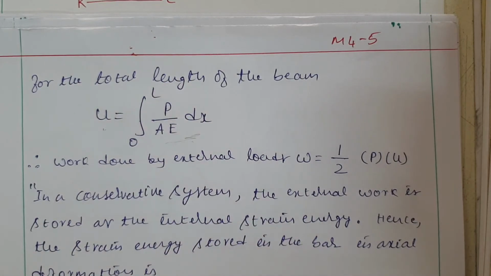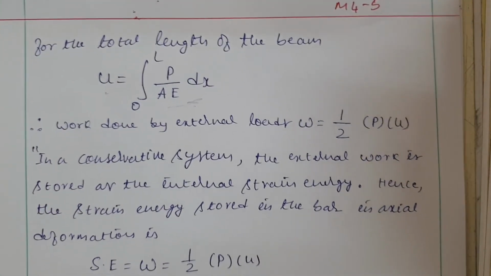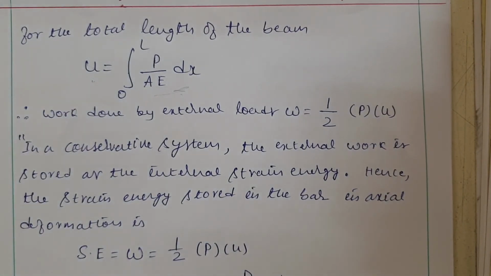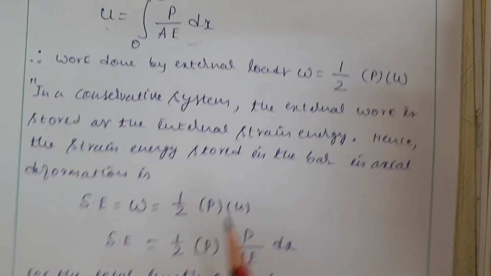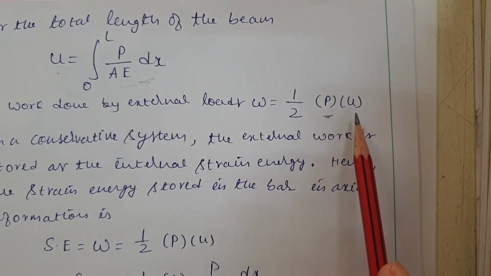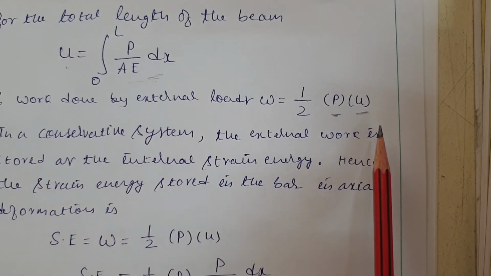And we know from the principle of virtual work, that work done by external load will be equal to, even we can consider directly, the strain energy. So work done I am considering as half into load P for the total bar, and it will undergo deformation U. Is it clear?